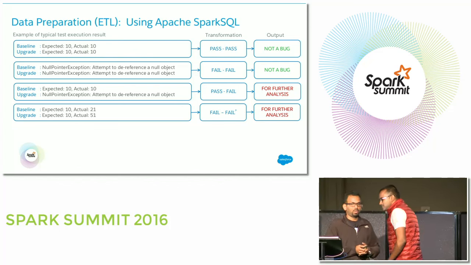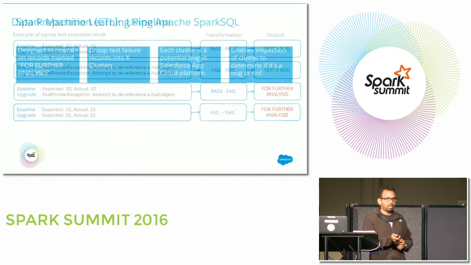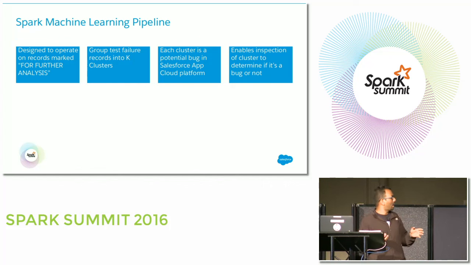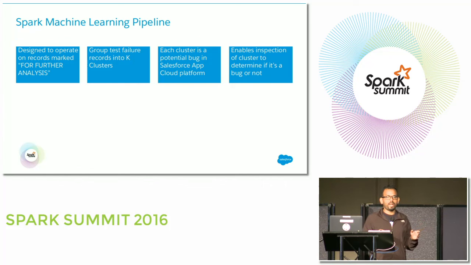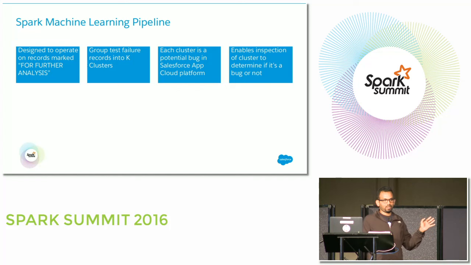Thanks, Ganesh. So just to reiterate, we now have all the tests that need to be analyzed marked as for further analysis. And the goal of the machine learning pipeline that we have built is to group these test failures into k different clusters. The idea is that each of these clusters should ideally represent one potential bug in the platform, one regression that we have introduced.